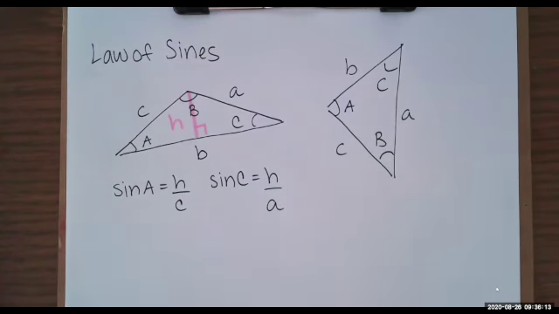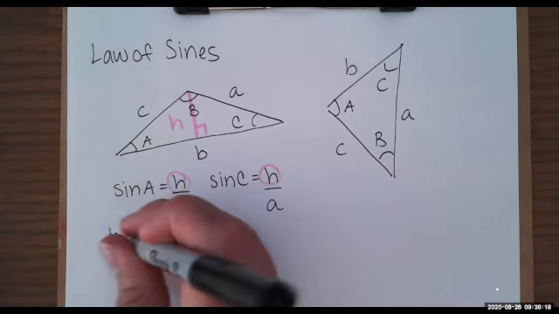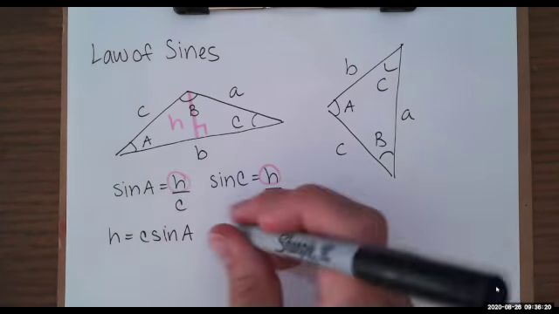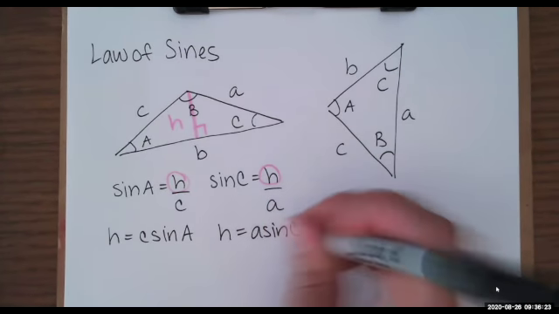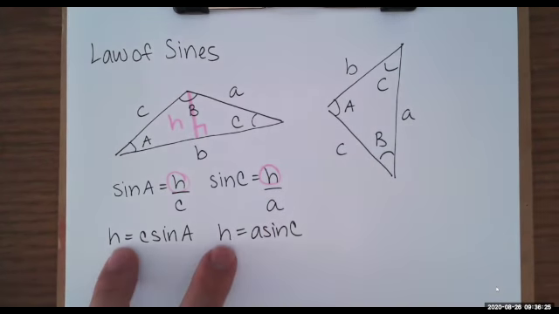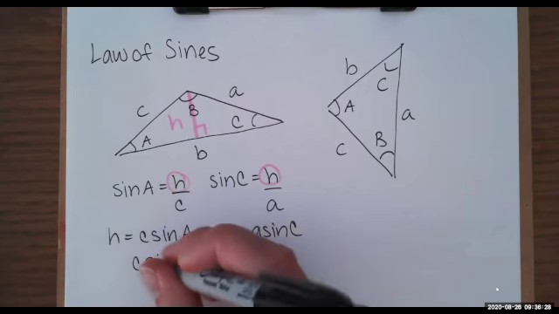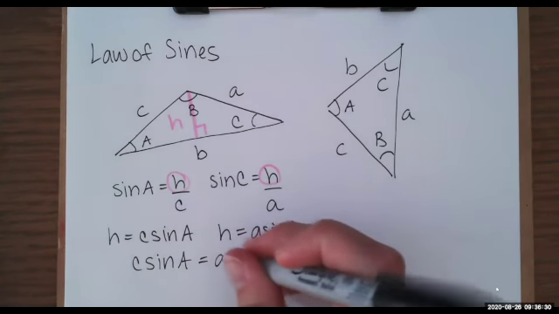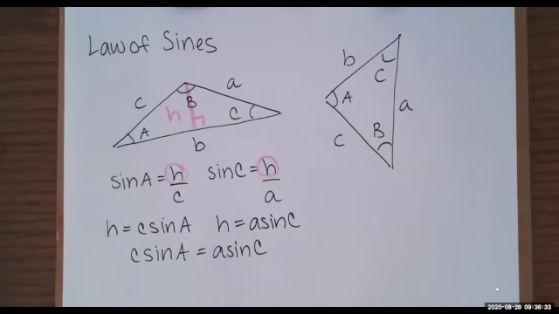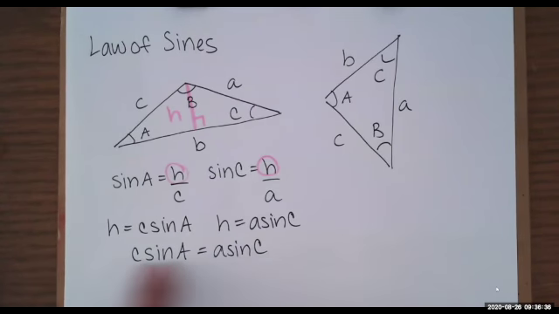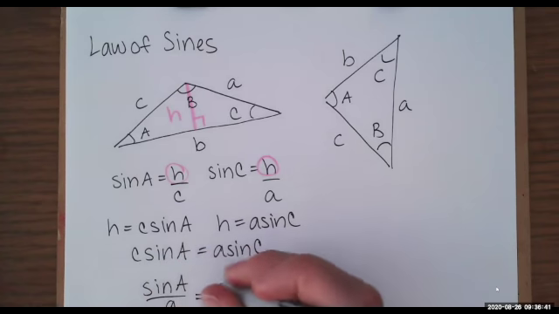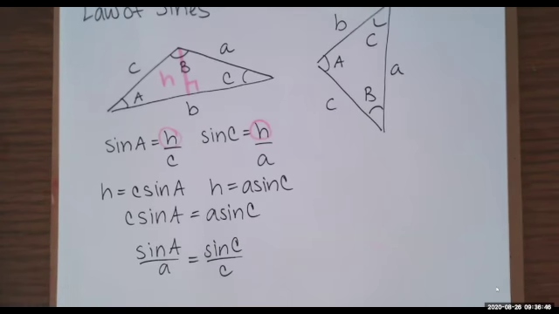Now we see in both of these formulas that we have H. So I'm going to solve them both for H. Here I get H is equal to C sine of A, and here I get H is equal to A sine of C. Then since these are both equal to H, I'm going to set them equal to each other. So I have C sine of A is equal to A sine of C. Next step, I'll divide both sides by lowercase c and by lowercase a. That gives me sine of A over A is equal to sine of C over C. This is the law of sines.